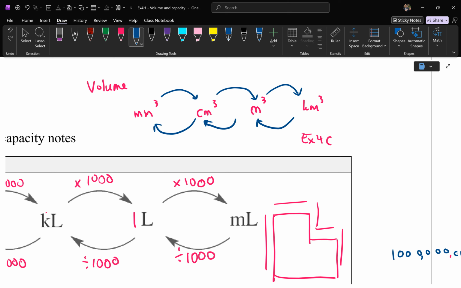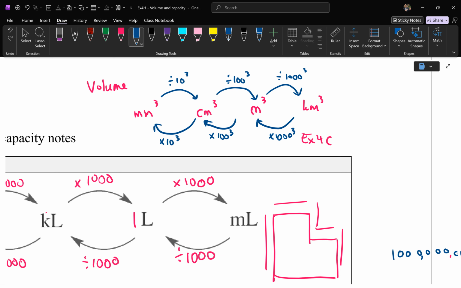From cubic millimeters, you divide by 10 cubed, divide by 100 cubed, divide... wait a minute, is that the right way? Sometimes I get this wrong. Centimeters, yes, it is divide by 100 cubed, and this is divide by 1,000 cubed. This is times by 1,000 cubed, this is times by 100 cubed, and this is times by 10 cubed. Okay, so that's what I did.